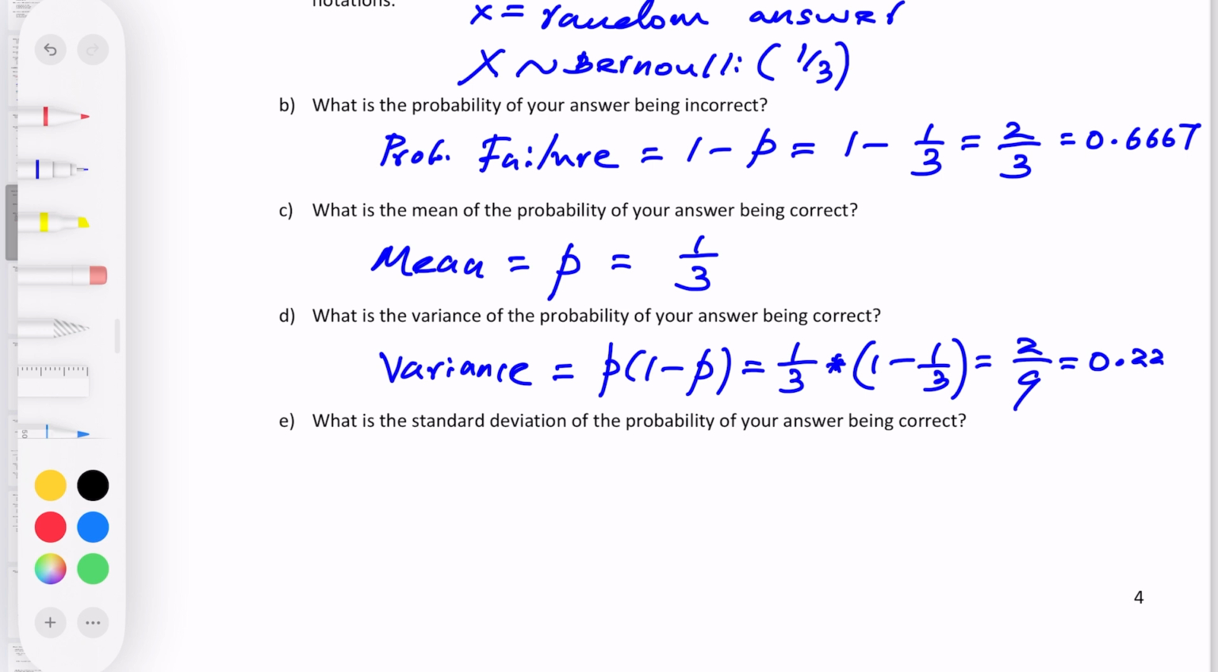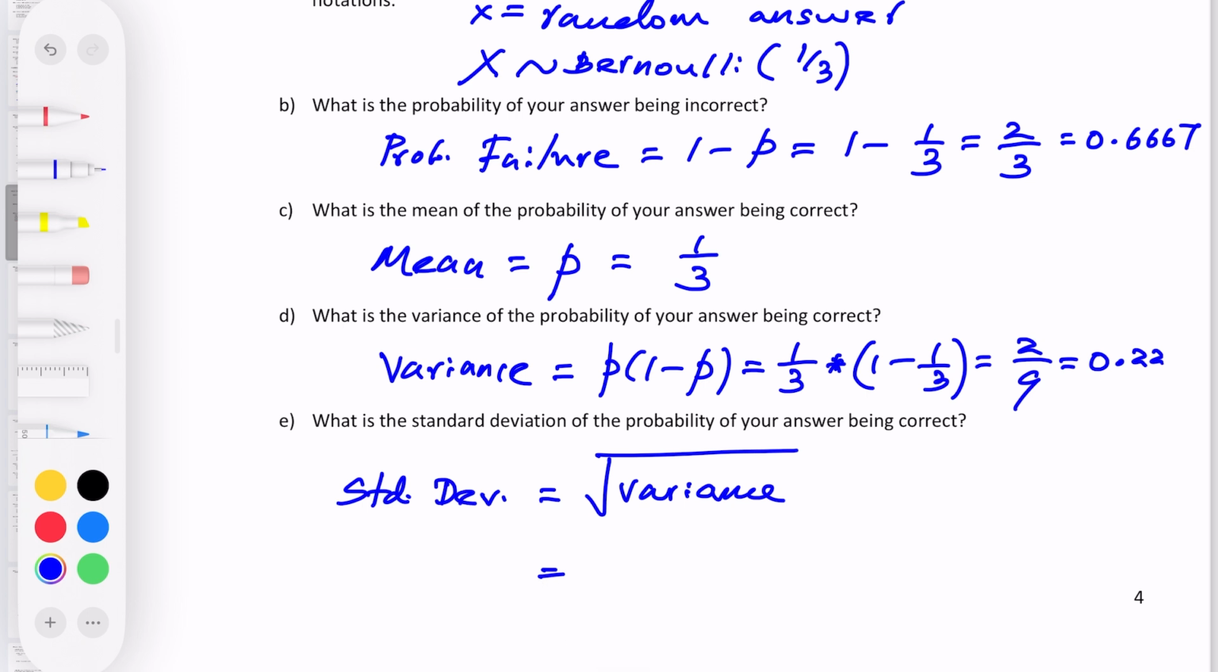All right, let's go on to part E. What's the standard deviation of the probability of your answer being correct? So what is the standard deviation? We know that the standard deviation is equal to the square root of variance. We calculated the variance in the previous step. It was equal to 2/9. So we need to take the square root of 2 over 9. So this will be simplified to become square root 2 over 3.